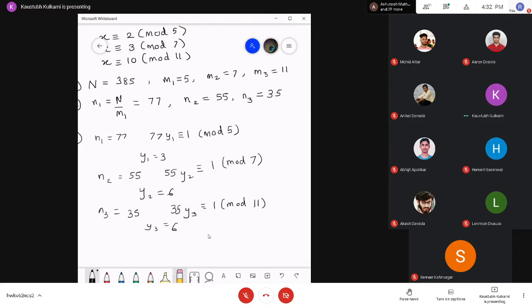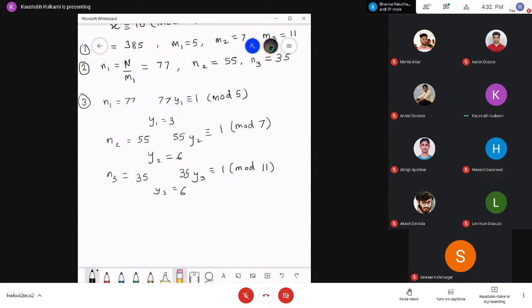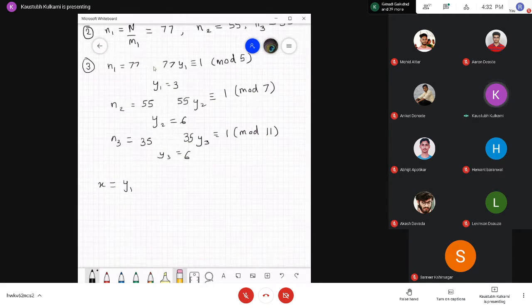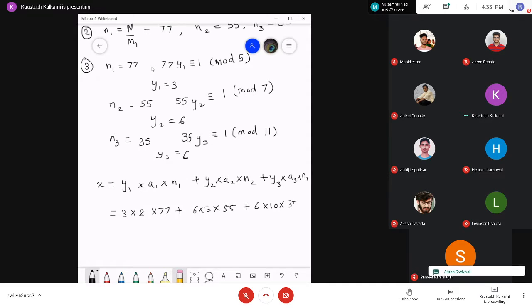Okay. So we got y1, y2, y3, and now we'll find x. Actually, in the theorem, these are called a's. This is a1, a2, a3. So we can use the terminology. x is y1 into a1 into n1 plus y2 into a2 into n2 plus y3 into a3 into n3. y1 is 3, a1 is 2, so 3 into 2 into 77, plus 6 into 3 into 55, plus 6 into 10 into 35.